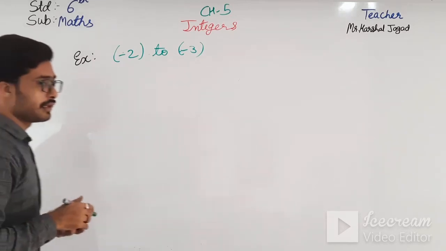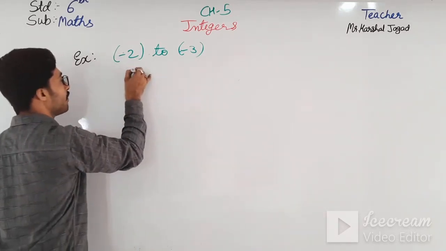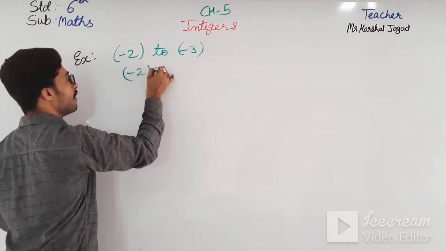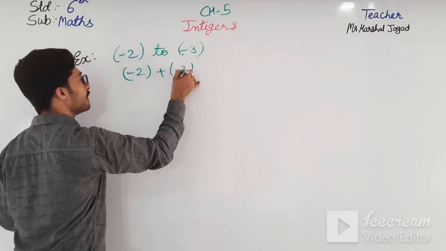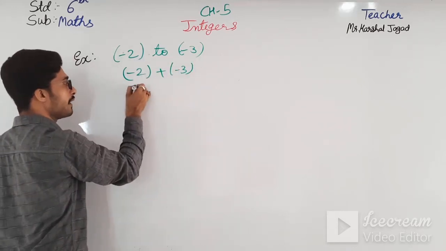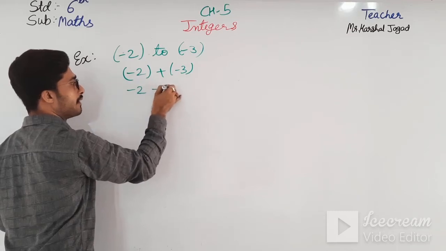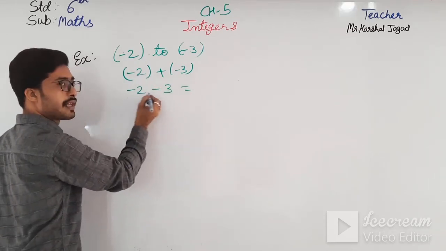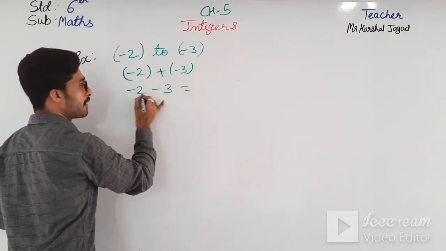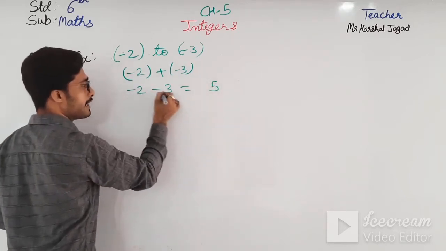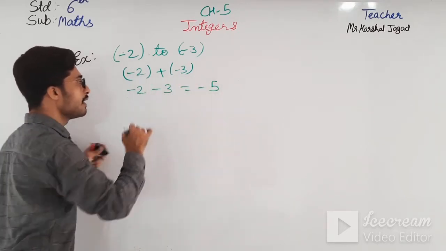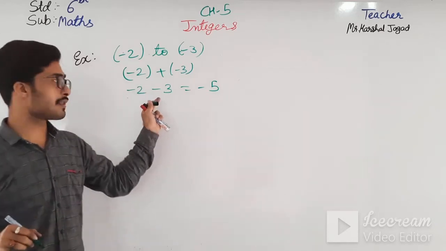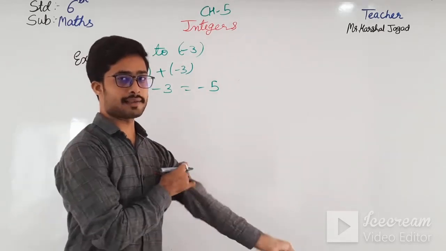First of all, we will use the method without number line. So -2 plus -3. Here what will happen? -2 plus -3, so minus and minus there will be plus, 3 plus 2 is 5. But which sign? -5, because here the higher number has a minus sign. So here also there will be a minus sign.